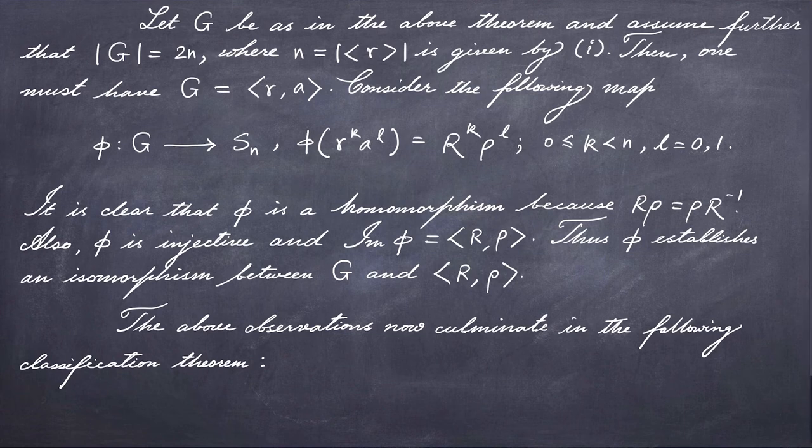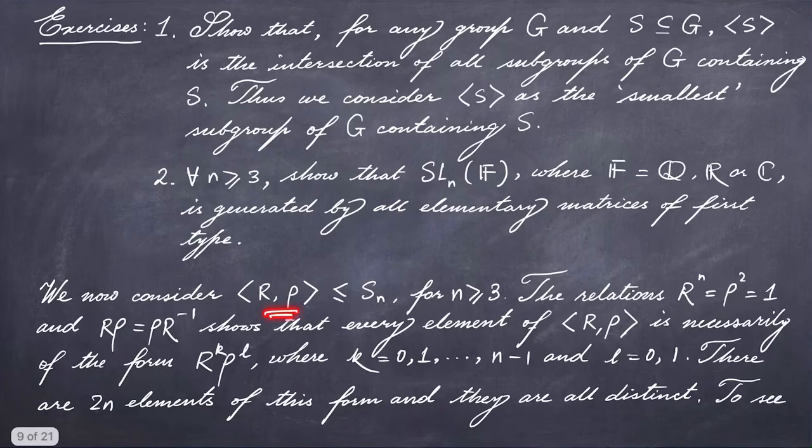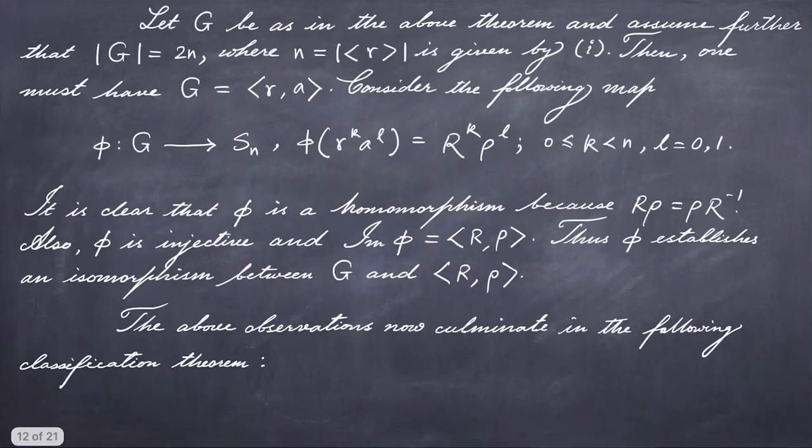It's also quite easy to see that this map is injective, because if r to the power k rho to the power l turns out to be the identity, then k and l both have to be equal to 0. So this element will be the identity, that means this is an injective homomorphism. And what about the image of phi? You see, precisely from the previous discussion, that every element in this subgroup will be of this form. So it's also obvious that the image of phi is the subgroup of Sn generated by R and rho. Therefore, phi turns out to be an isomorphism in this case.